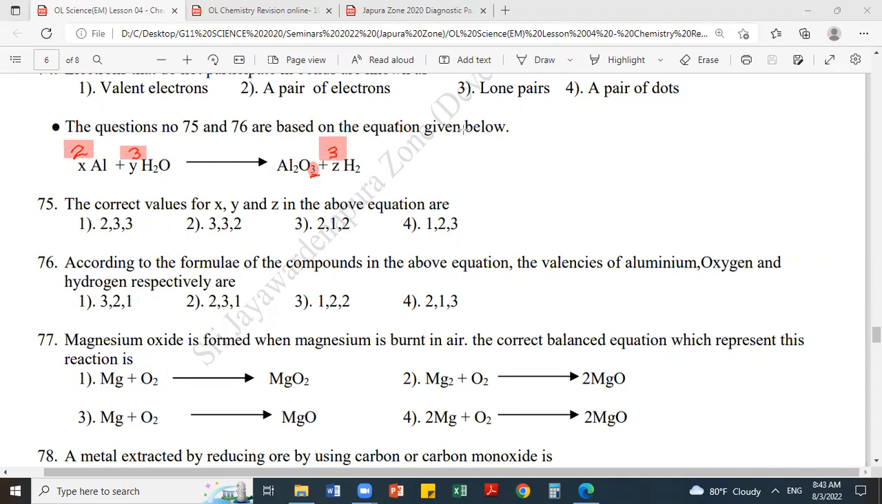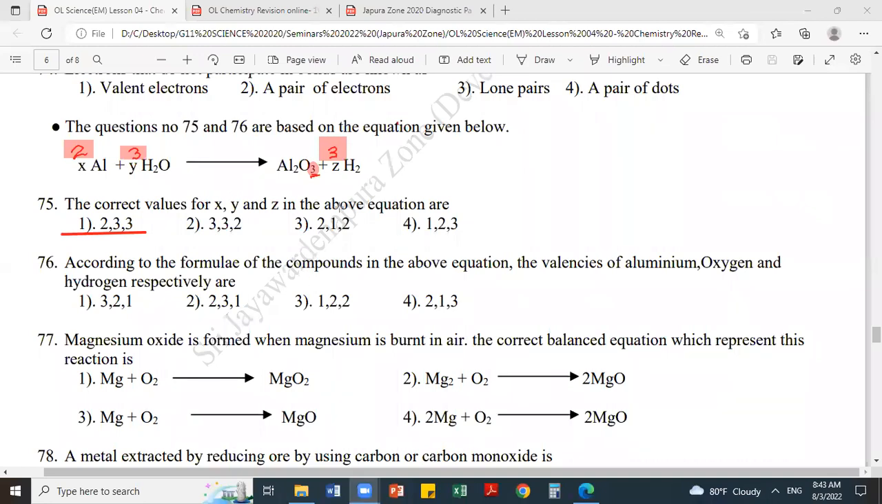Please raise the hand those who got the first answer before me. Question number 75. Right. Very good. Nearly 10 raised the hand.